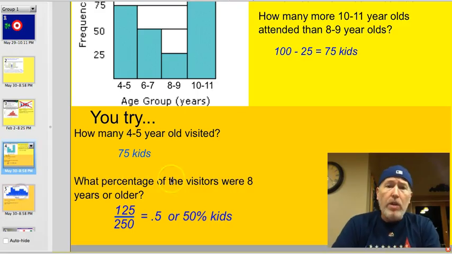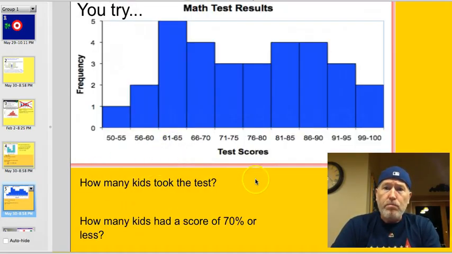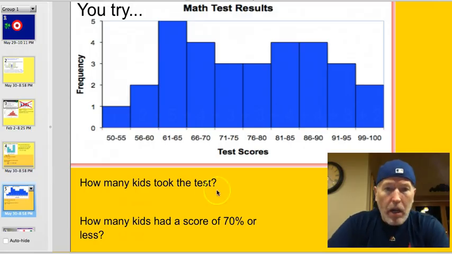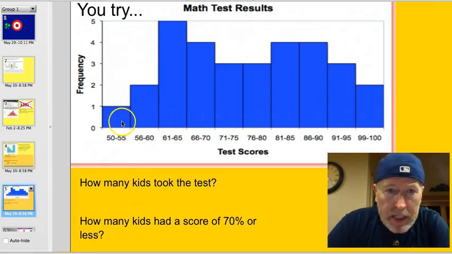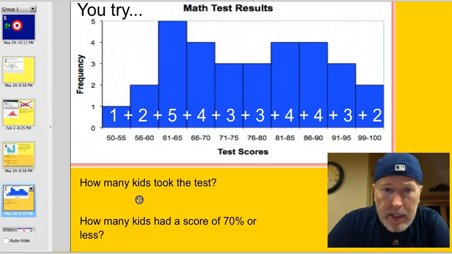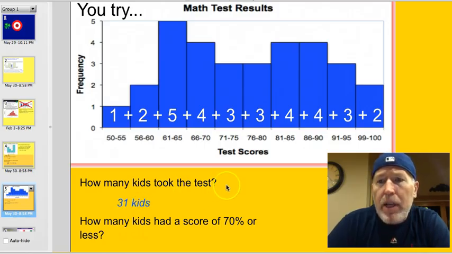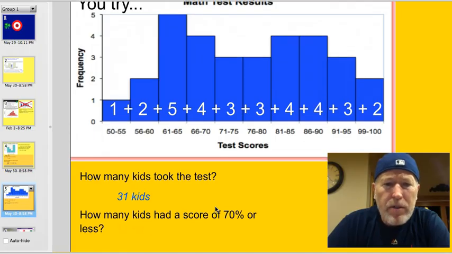Time for you to try one on your own. Kind of a big one here. Math test results. First question, how many kids took the test? Second question, how many kids had a score of 70% or less? Go ahead, take a second. How many kids took the test? If you add all these up, you get 31 kids. That's an average class size. I was pretty sure it was going to be 32, but I added it twice. It's 31. Did I make a mistake? No, I think it's 31.